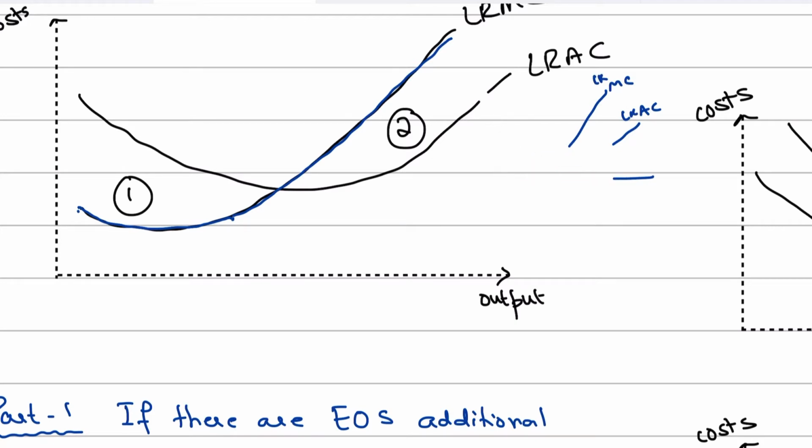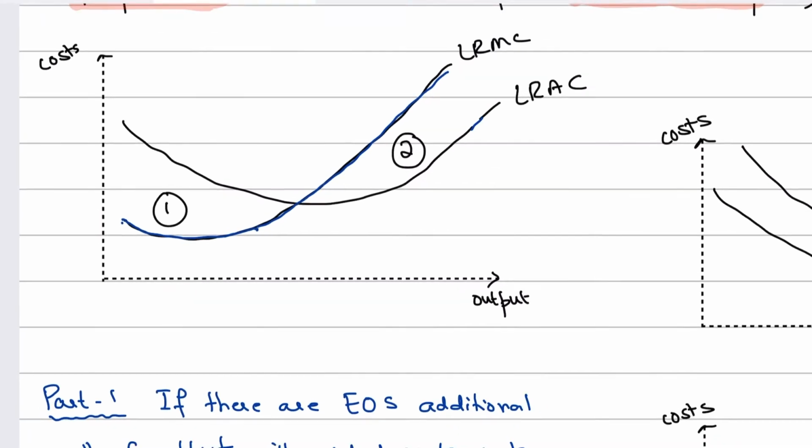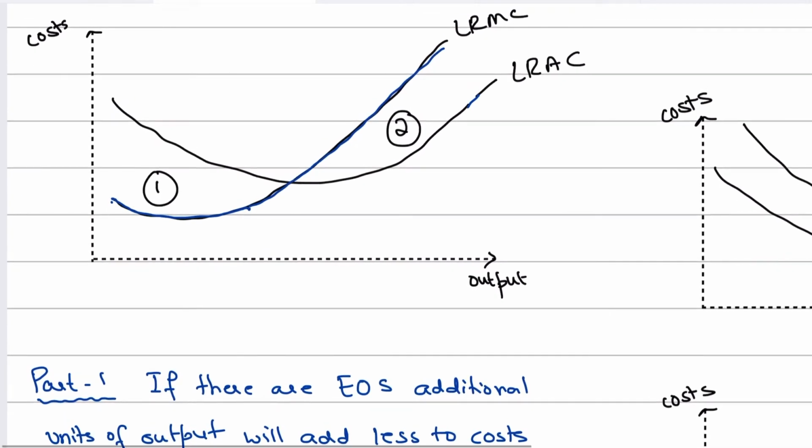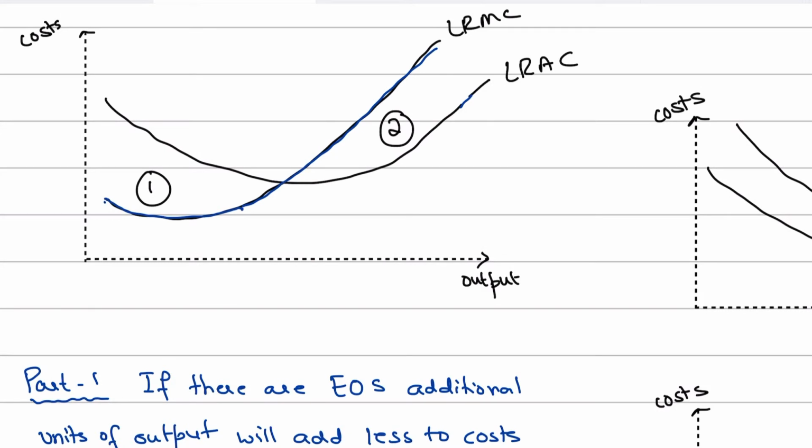So having said that, what I have done now is that I've divided the declining marginal cost curve and then the increasing marginal cost curve into two parts, and then there's a third part to it as well.